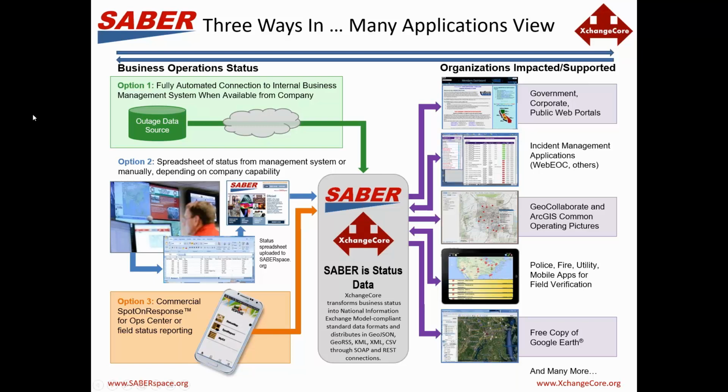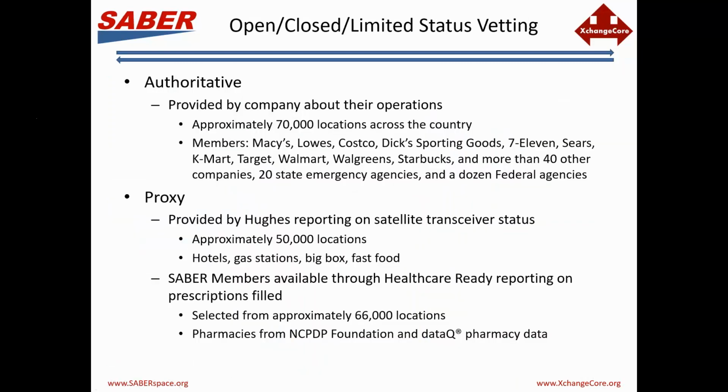And that data consists of three different types of things. The first one is authoritative information from a company about their business operations, directly from the company. So if you want to talk about vetting information, this is where it gets vetted, because this is provided by the company themselves.